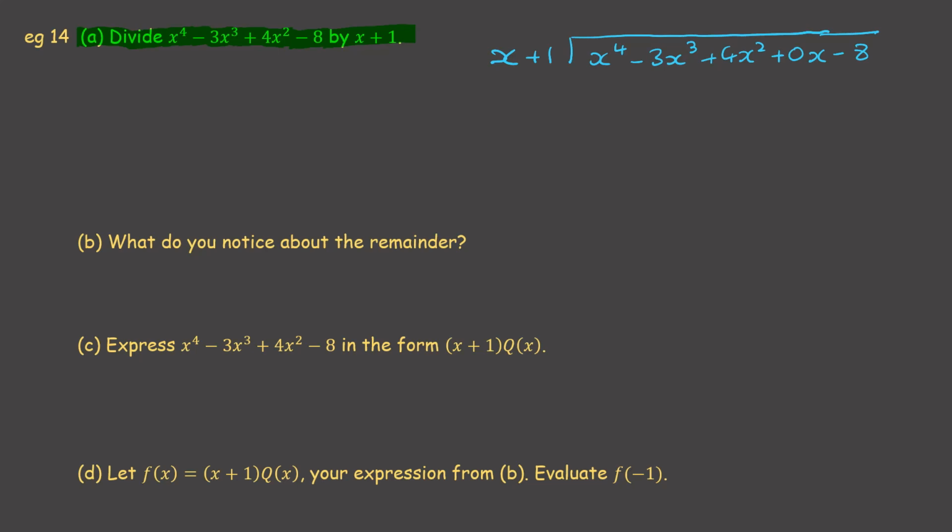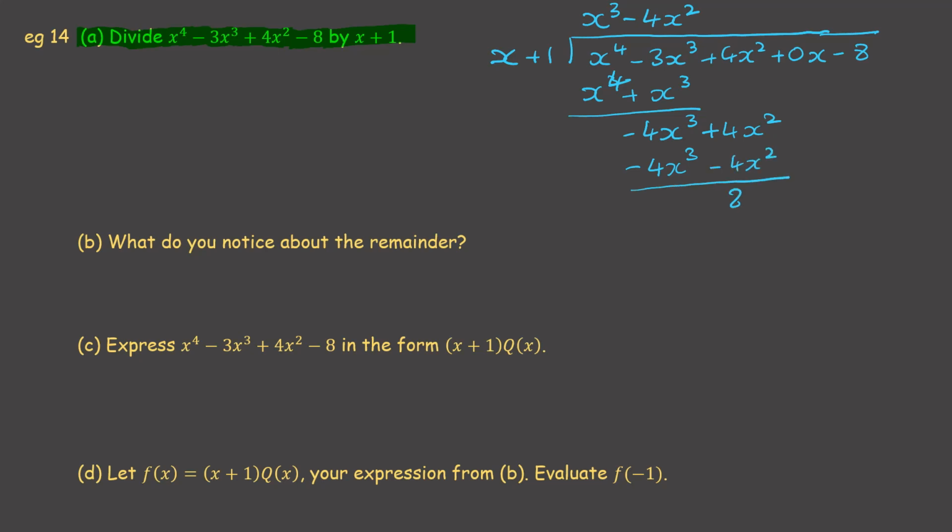Then to get x to the 4, we multiply x by x cubed, and that gives me x cubed plus, that will be x to the 4, and we multiply that by x, plus x cubed, and then we're going to subtract, and that will give me negative 4x cubed, and at this stage I'll bring down the 4x squared. So multiplying x to get negative 4x cubed, that's minus 4x squared. And then that's going to give me minus 4x cubed minus 4x squared.